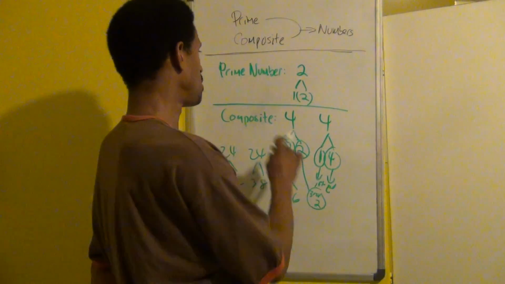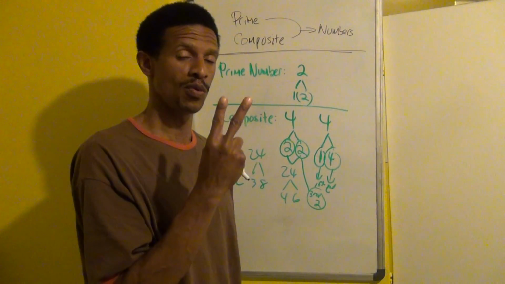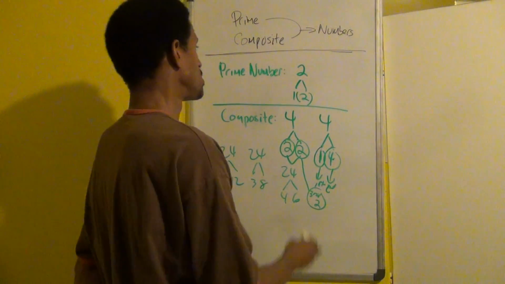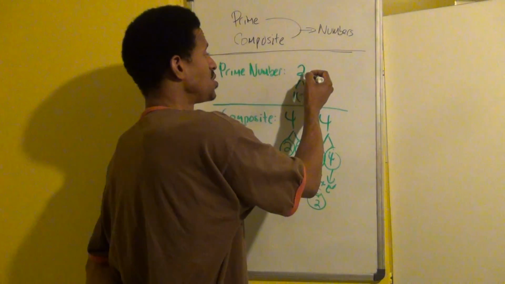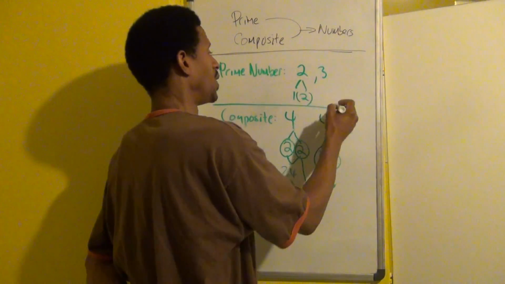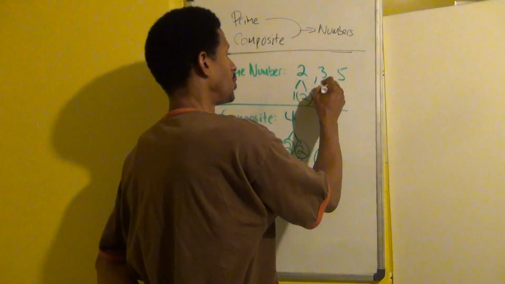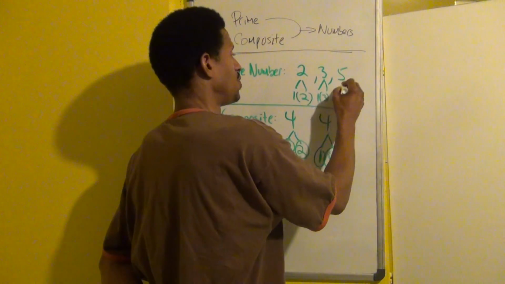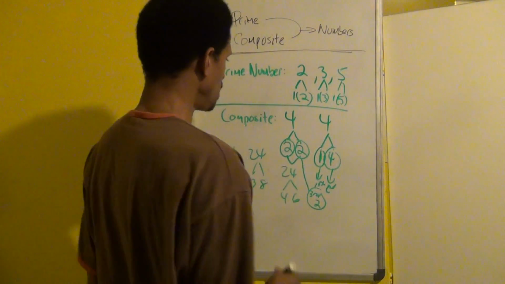Why? Because a composite number has more than two factors. Notice, prime numbers, 2 factors: the actual number you see and 1. Another prime number, 3. An additional one, 5. Why? 1 times 3, can't go any further. 1 times 5, can't go any further. Now let's take a look at composite numbers.